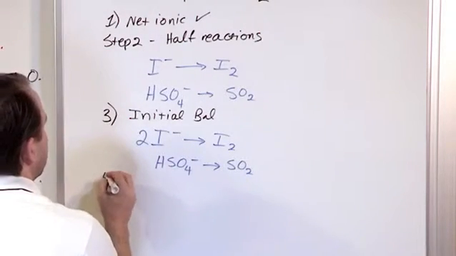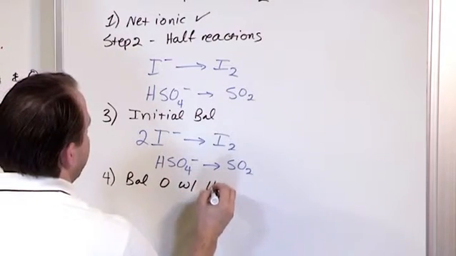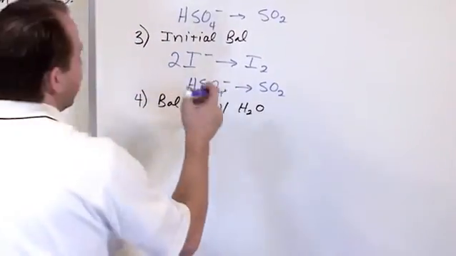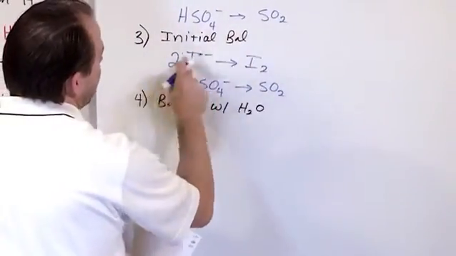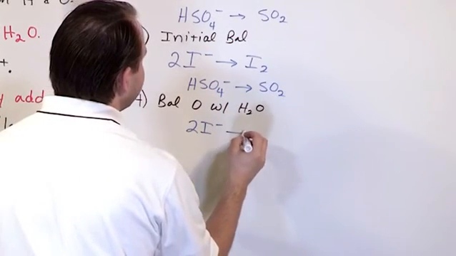Okay, step 4 is going to be balancing the oxygen with H2O. All right, so let's go and do that. There's no oxygen in the top half reaction, so just rewrite it. You want to copy everything down. That's just so you don't get confused.